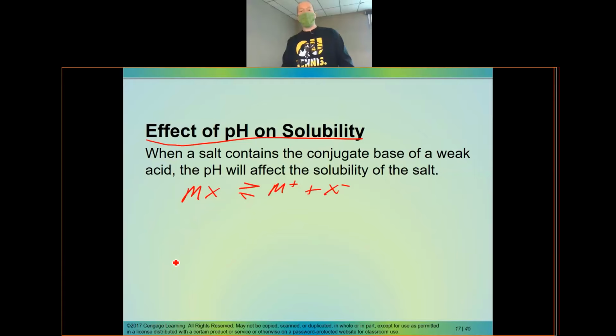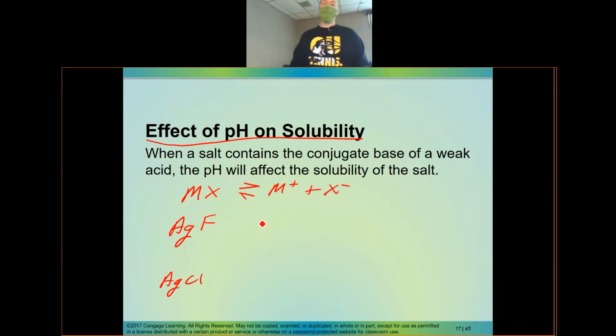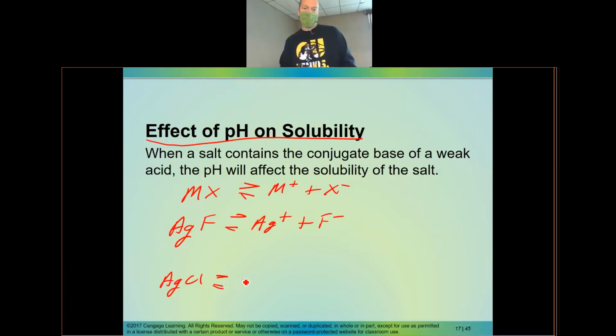Well, let's do more specific. Let's do AgF and AgCl. All right, so these are both insoluble salts. So we get Ag plus and we get F minus. Here we get Ag plus and Cl minus.